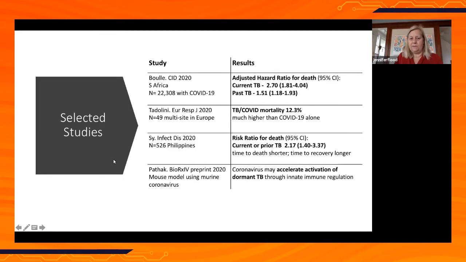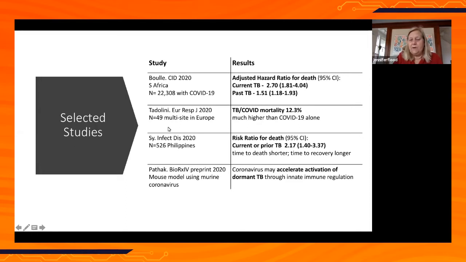Here are 3 studies, actually 4 studies that have looked into these questions. You can see that a study done in 2020 that was published in CID showed that there was an increased hazard ratio for death when TB and COVID occurred. So for current TB, when someone had TB and COVID, you had a 2.7 ratio, almost double the likelihood of mortality. If you have previous TB and then developed COVID, you also had an increased risk for mortality. So this was an important study. It included over 22,000 persons.